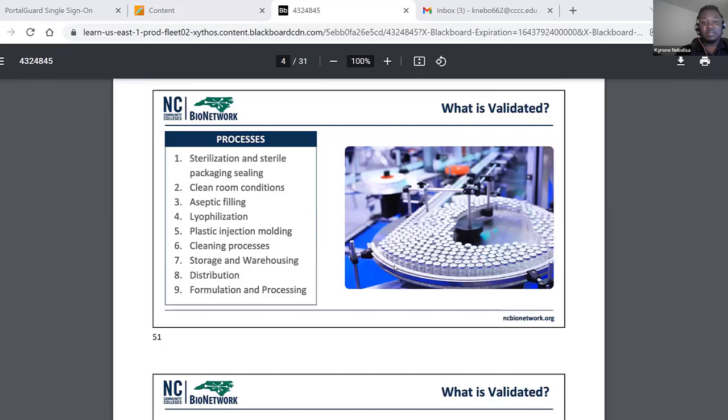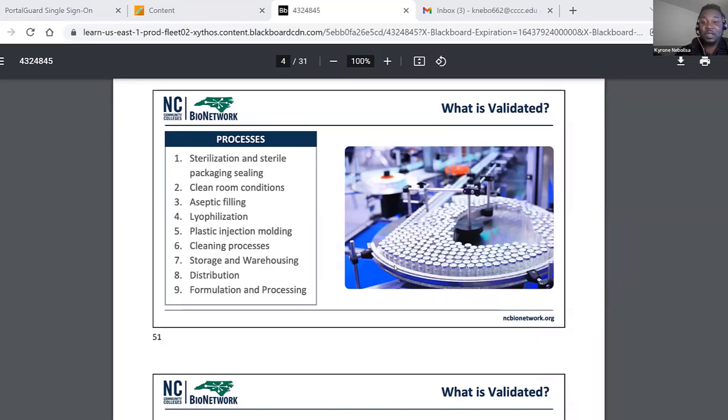So when you talk about processes, what do you validate? This can include your sterilization and sterile package sealing, your clean room conditions. If you're going into a grade A environment, a grade B, a grade C environment, you want to make sure to validate to ensure that those different environments or room conditions are really maintaining what they intend to do. Aseptic filling, lyophilization, plastic injection molding, cleaning processes.